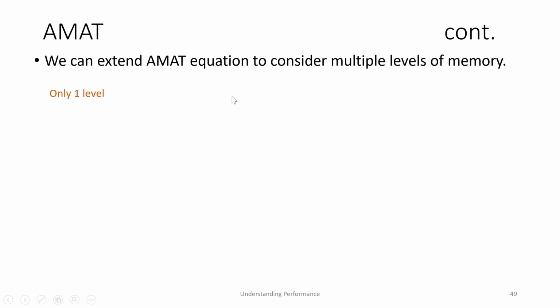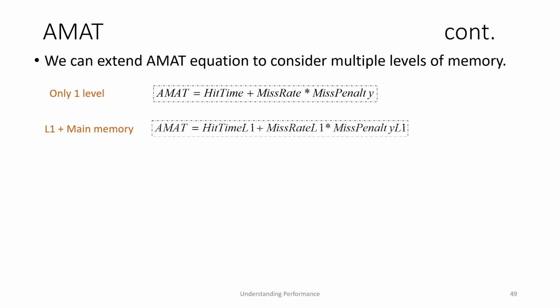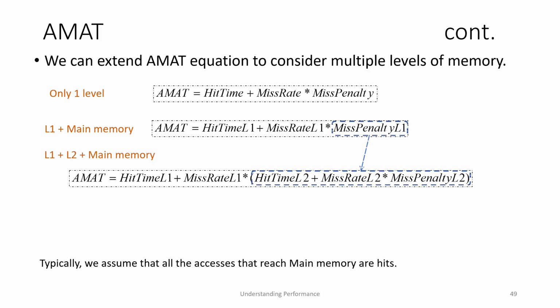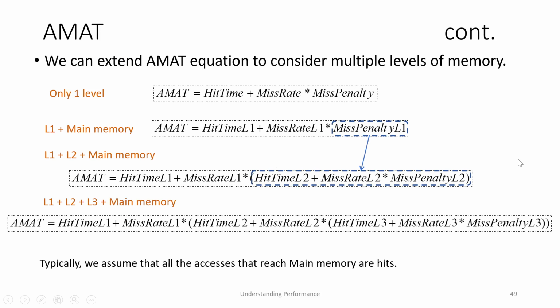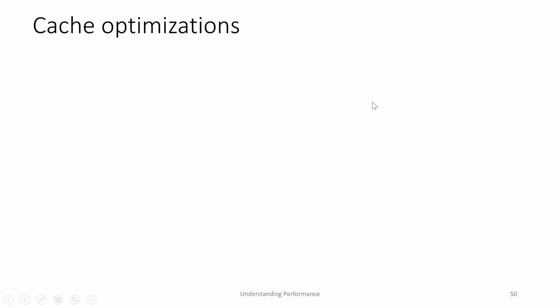Now, this AMAT equation can be extended to any level of cache. For L1, it is simple like this. For L2, we can extend it, where we expand the miss penalty of L1 to include the AMAT of L2. The same thing we can do for L3, wherein the miss penalty of L2 is expanded to include L3 performance. Now, there are many hardware approaches to reduce AMAT. Like I said, the lower it is, the better. And again, in interest of time, I'll skip it.